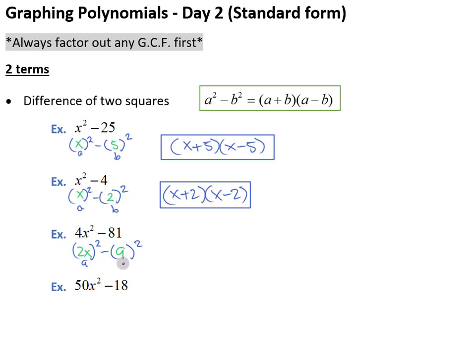So for a, we're going to put in 2x. That's an a. And for 9, we're going to put in b. So a plus b, 2x plus 9, times a minus b, 2x minus 9. And those are our two factors from 4x squared minus 81. Okay, last one. You might say 18 is not a perfect square, and you're right, and neither is 50. But x squared is, and there's subtraction.